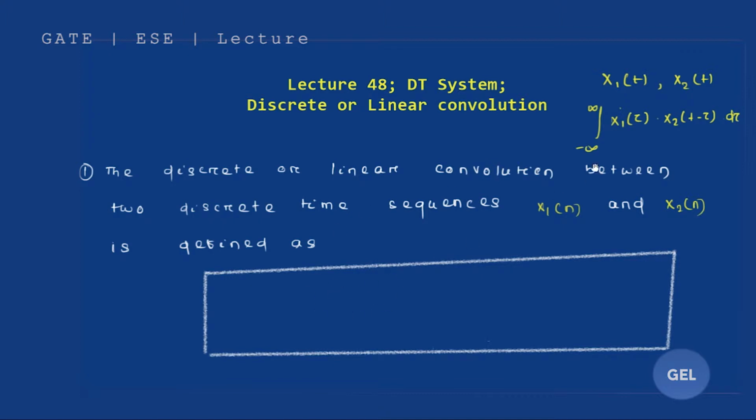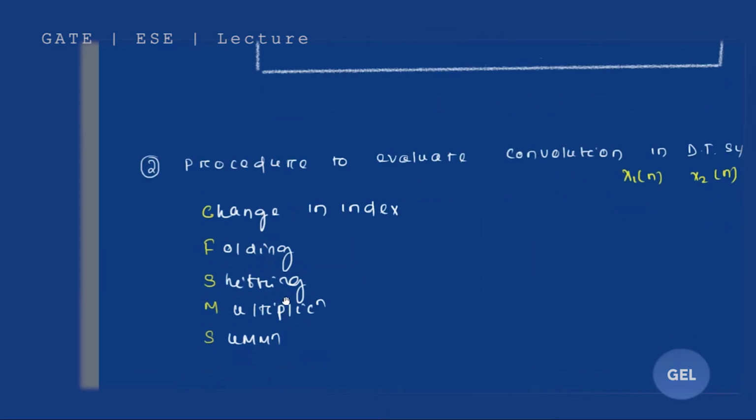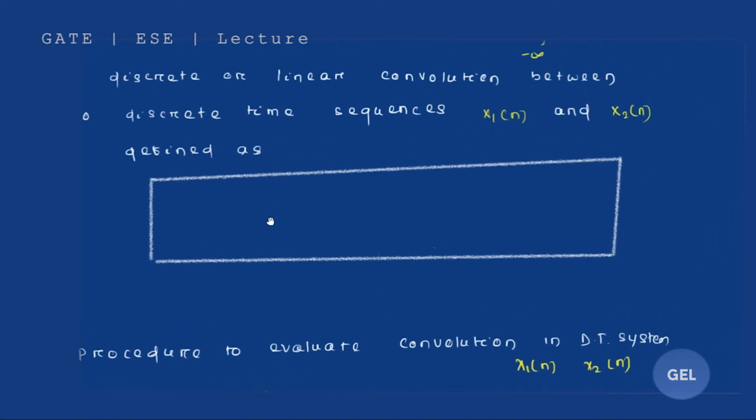Similarly, here we will go through the entire thing: first a change in index, then a folding, then a shifting, then a multiplication, but in the last stage, instead of integration, we're going to have a summation. So if you follow these stages, x3[n] equals the summation of x1[m] into x2[n minus m].